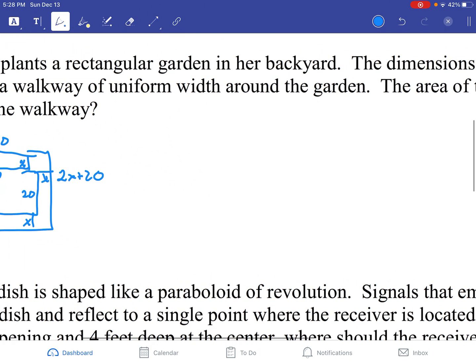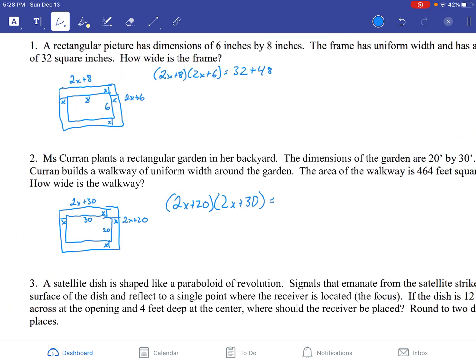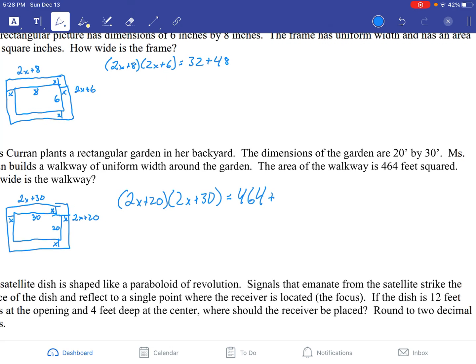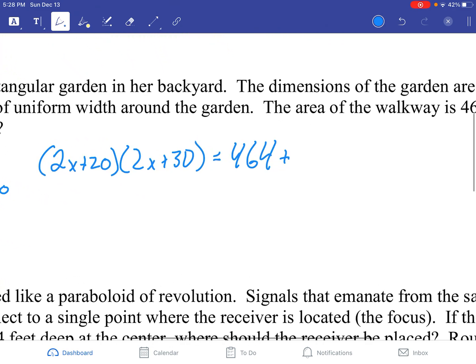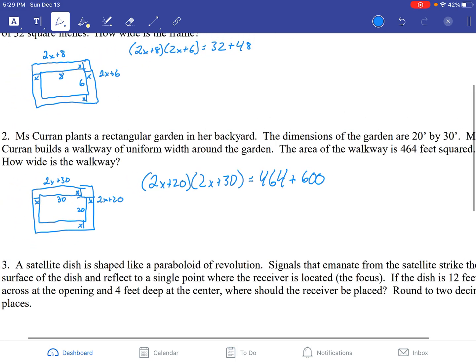Okay. So our equation would be 2x plus 20 times 2x plus 30 equals the total area of the walkway, which we're told in the problem is 464, plus the area of the actual garden, which is 600, 20 by 30. And that is your equation you could set up by drawing the picture. So those two are done.